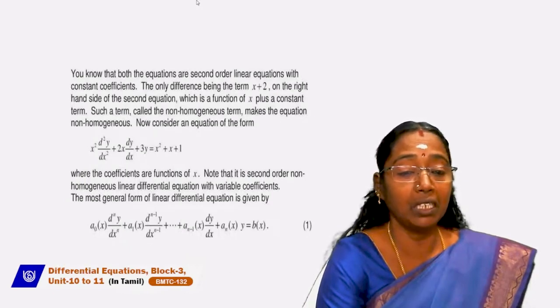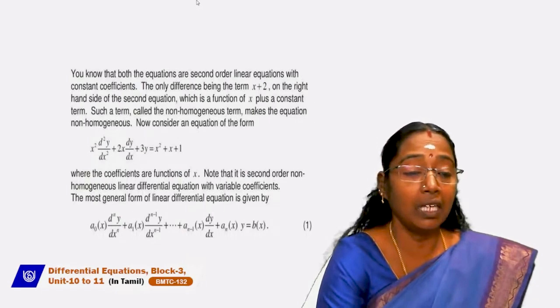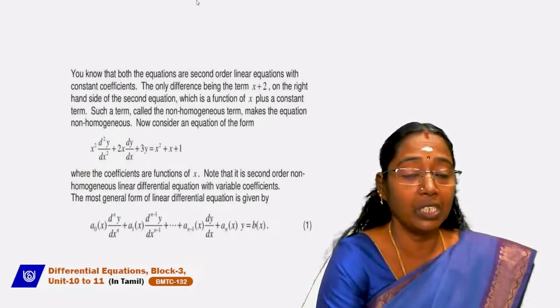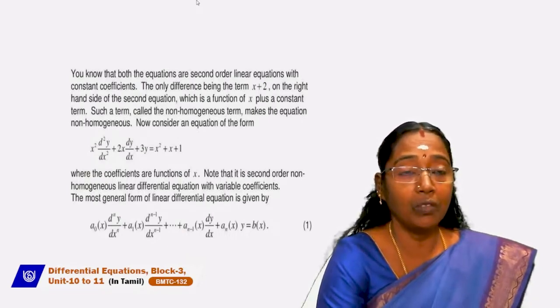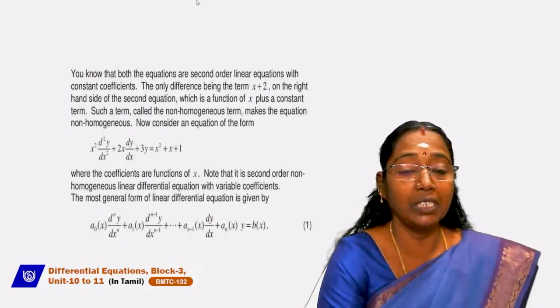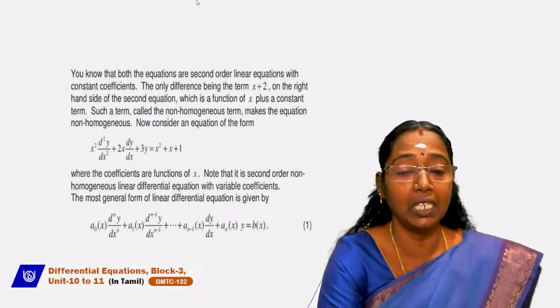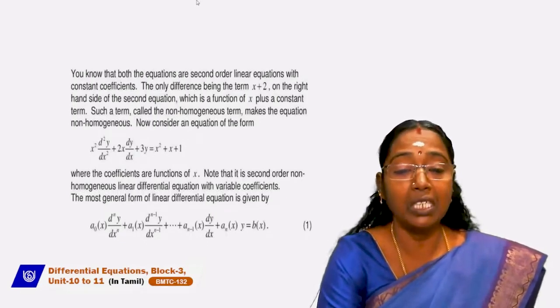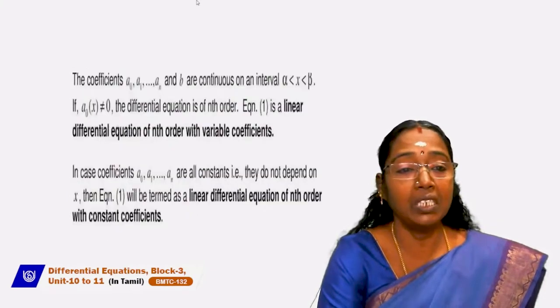The most general form of linear differential equation is given in equation 1, that is a naught of x d power n y by dx power n plus a1 of x d power n minus 1 y by dx power n minus 1 plus etc. plus a n minus 1 of x into dy by dx plus a n of x into y equal to b of x. This is equation number 1.